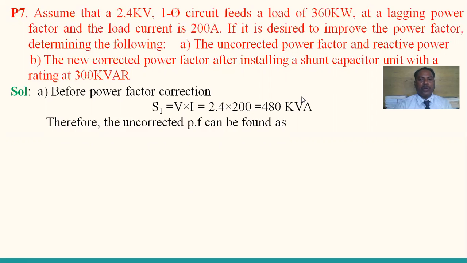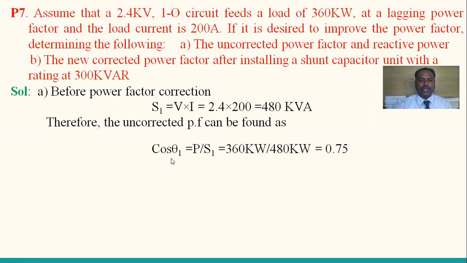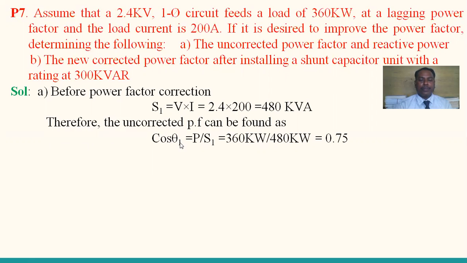It is the real power by apparent power. So cos phi 1 is equal to real power P by S1. P is 360 kilowatts divided by apparent power 480 kVA. So therefore, the uncorrected power factor becomes 0.75. And we are also asked to calculate the reactive power.